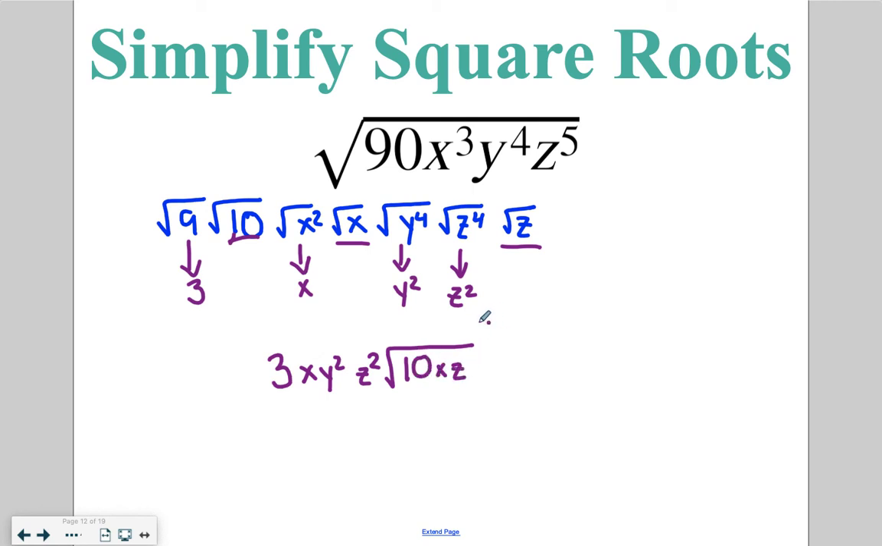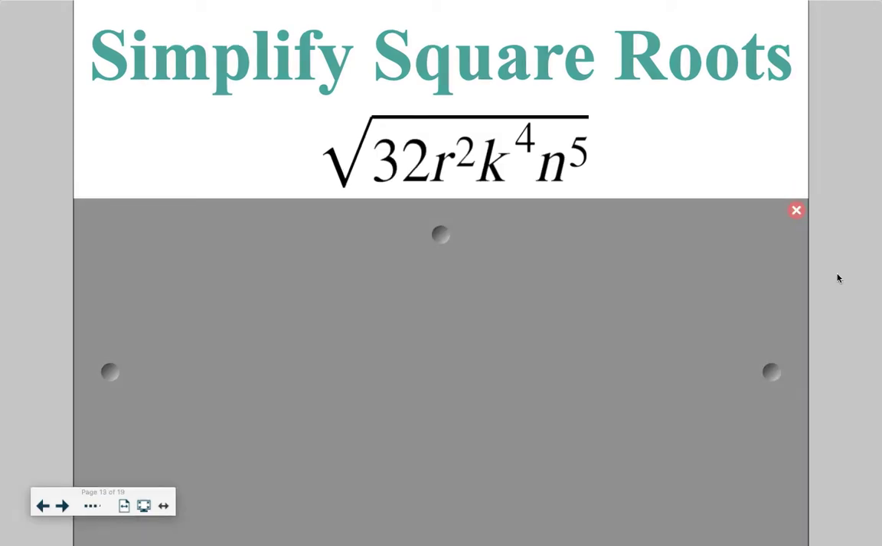So that is our final simplified version of the original problem. We took out any perfect squares that we could and solved for them, which is how we got the outside part, and anything that wasn't a perfect square stayed on the inside. Go ahead and try this one on your own.